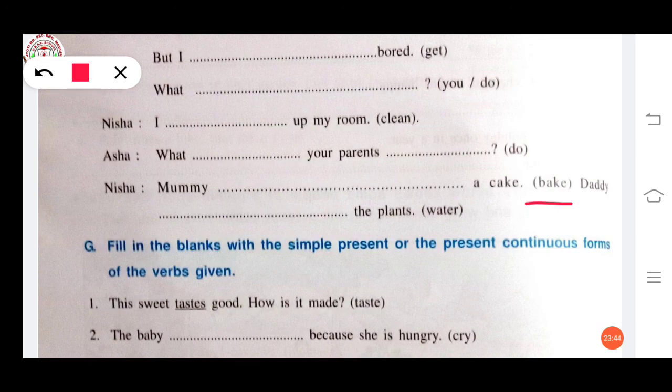Daddy dash the plant. Water is given. Daddy is singular. Mummy is singular. With mummy, is will come, and with daddy also is will come. Mummy is baking a cake. Daddy is, water is given, so watering the plant. Ing will be added with water. So daddy is watering the plant.